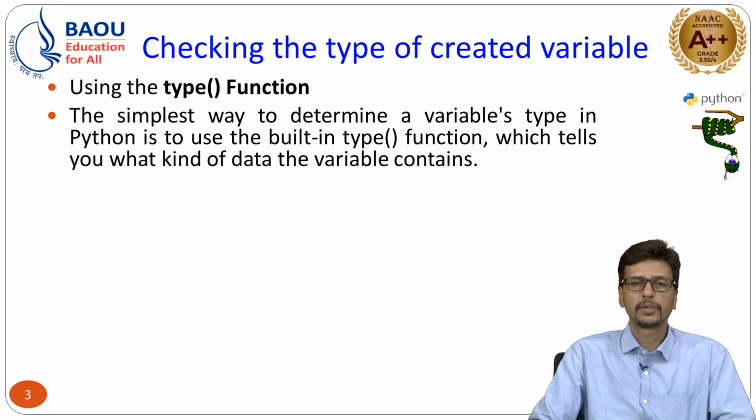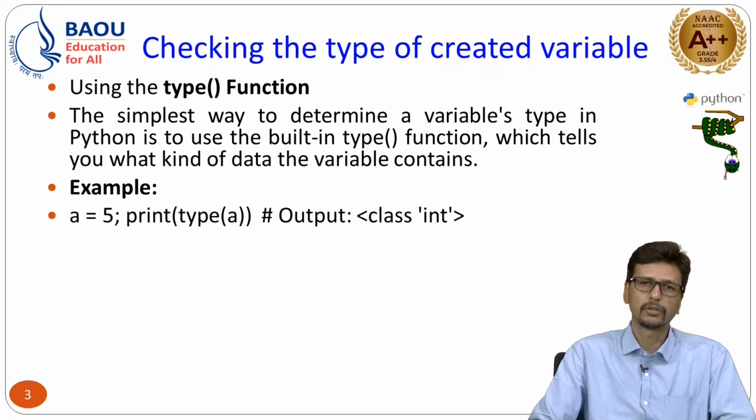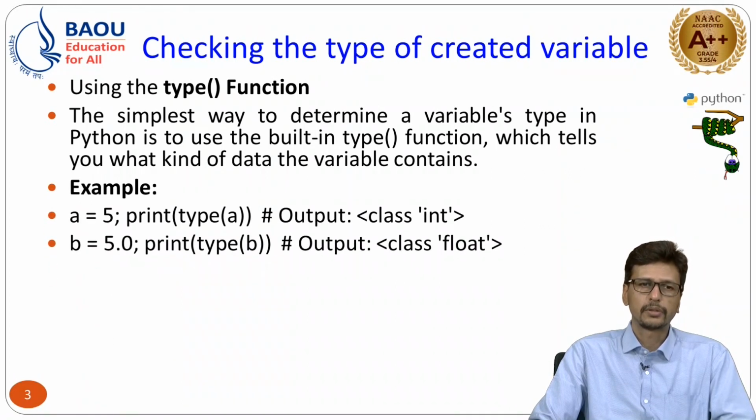Now suppose whatever value you give to a variable, you want to know which kind of data resides in that particular variable. You can use the type function, which is the inbuilt function available in Python. You can see multiple examples given on the screen. Suppose a equal to 5, that is one variable. So 5, as you already are aware, is of integer type.